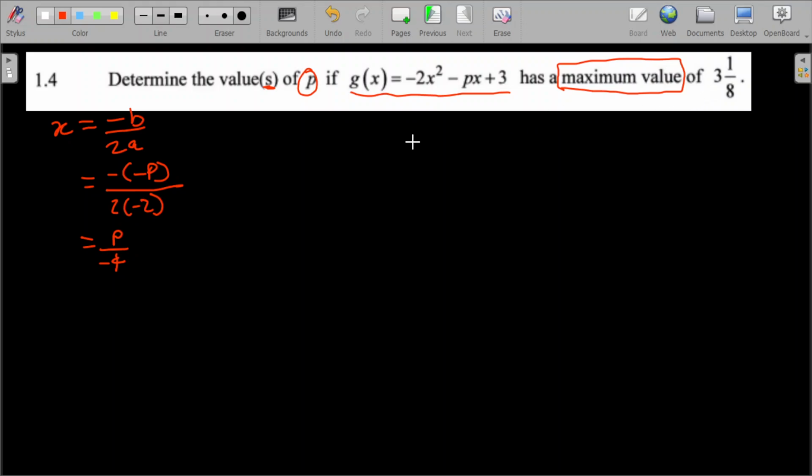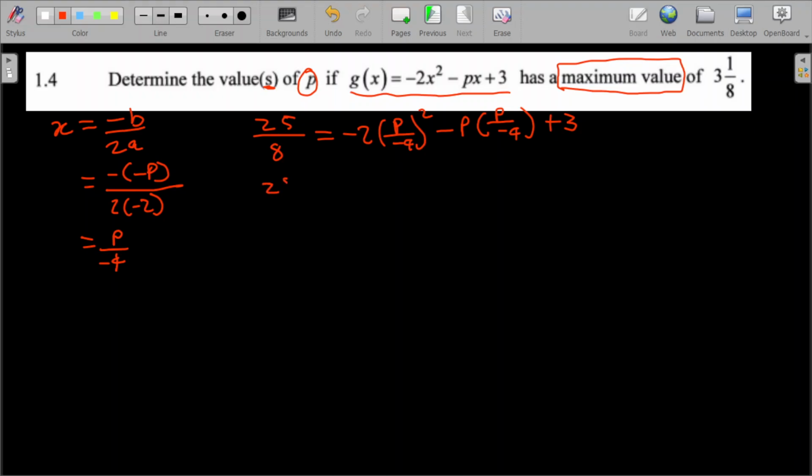Very, very important. So this maximum value, because they gave us the maximum value, 3 and 1 over 8, is exactly 25 all over 8. Now substituting this back to here, whenever we see x we substitute this. So it's negative 2 times p all over negative 4, squared, and then minus p times p all over negative 4, and then plus 3.